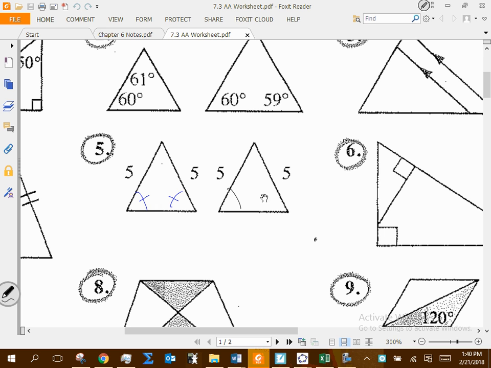Is that angle there going to be congruent to that angle there? Yes, so we know that, right? But is this angle here ever going to be congruent to that one? Or always congruent to that one? Not always, and that's the issue.